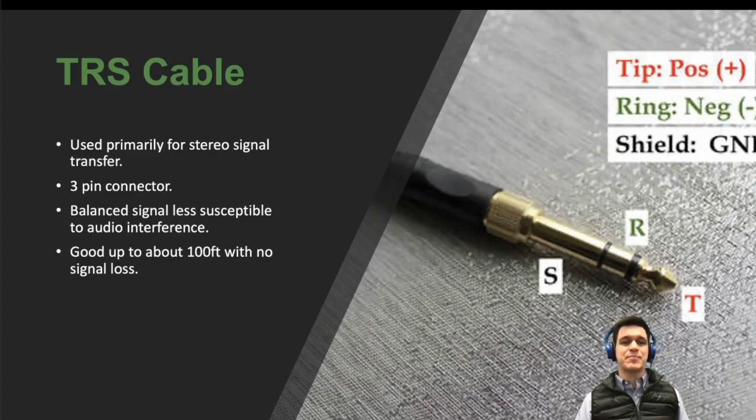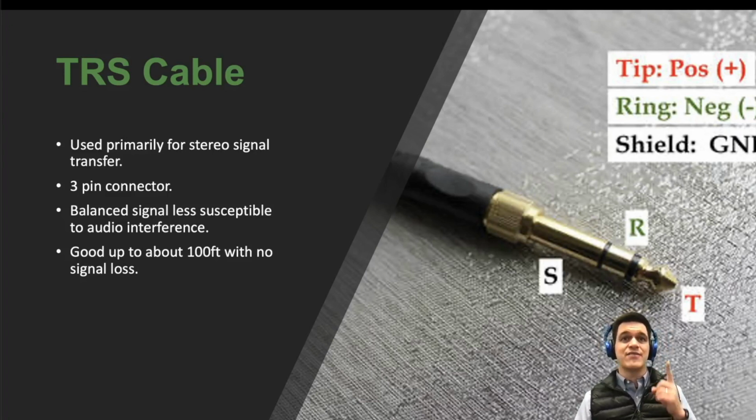Finally, there is the tip ring sleeve or shield cable. I've heard it called the tip ring shank, tip ring sleeve, tip ring shield. All those things work with TRS. They're used primarily for stereo signal transfer. This is, again, a 3-pin connector because we have the tip as a pin separated by insulation, the ring as a pin separated by insulation, and the shield or the grounding of the cable is actually the back part of the pin. So this is good for about 100 feet with no signal loss and less susceptible to audio interference.